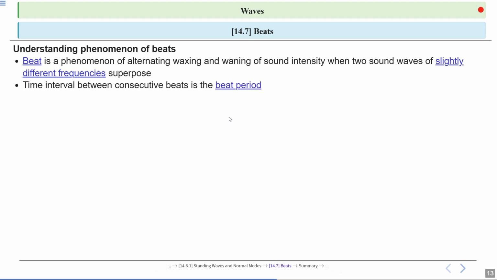The beat period is the time between two consecutive beats. It helps measure how often the beats occur.